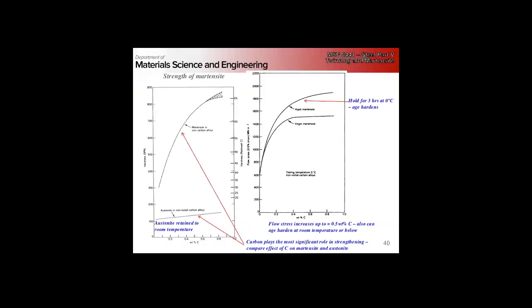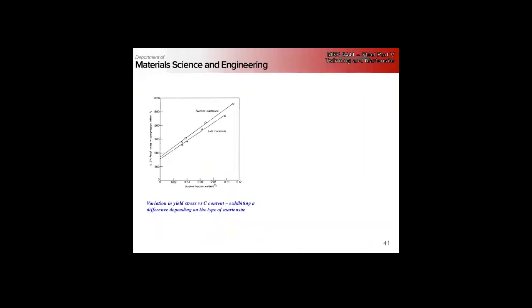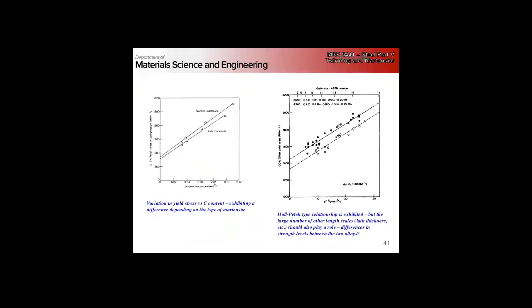Right, and we also get a modest boost in strength from aging. We slightly age harden at room temperature or below. And we'll talk more about this as we go into the heat treatment. This basically gives us the effective yield strength versus the carbon content.